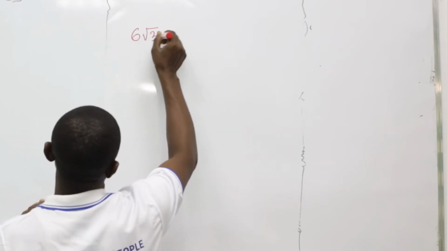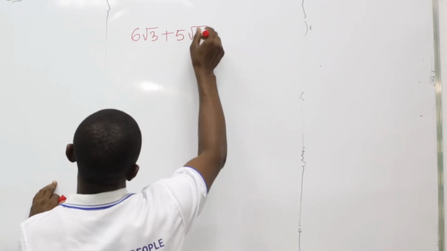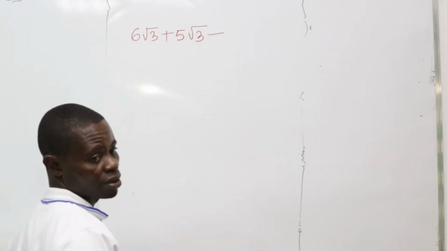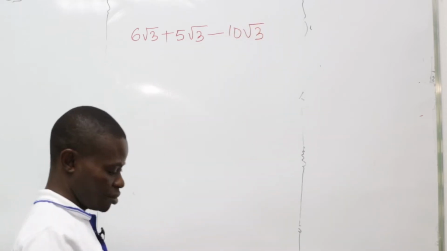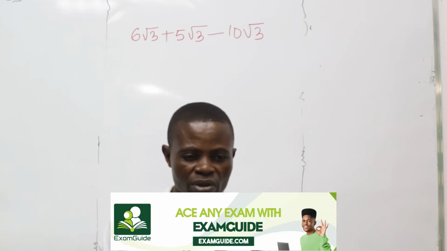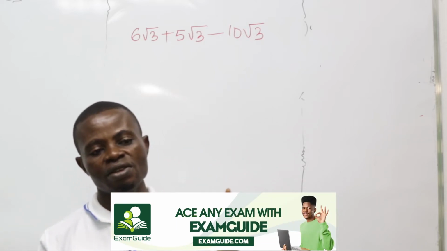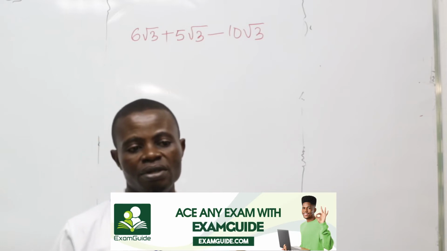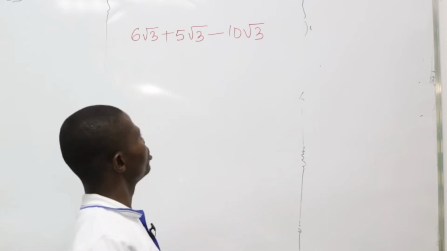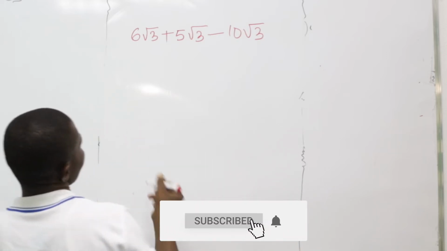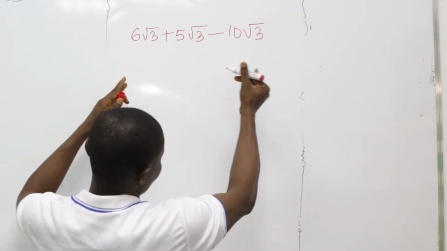Simplify 6 root 3 plus 5 root 3 minus 10 root 3. As somebody who is very careful, observe that all the roots are what? 3. Meaning already they are similar surds. So the next thing you do, since they are similar, you have the power to do whatever you want to do in terms of addition, subtraction.